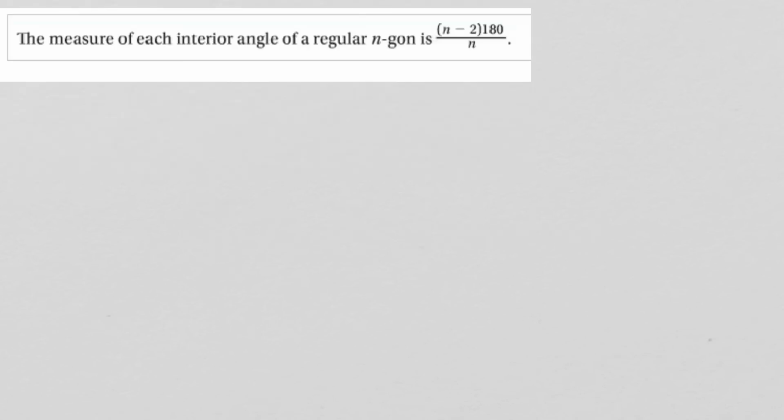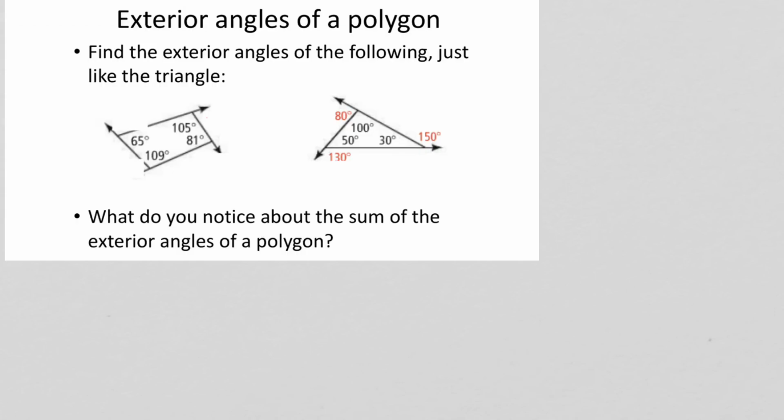And here is the formula. If you want to write it down, the measure of each interior angle of a regular nonagon is 180 times n minus 2, divided by n. So that's just that extra little piece there. All right, moving on. Let's talk about exterior angles, the outside angles of a polygon.